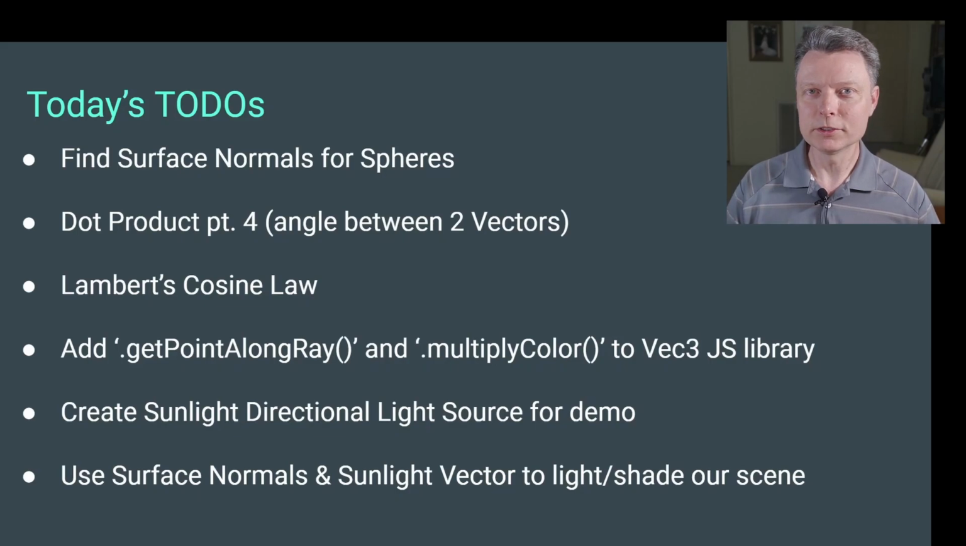We'll use the surface normals that we've learned how to calculate for the sphere and the ones that we already have for the ground plane. And then we'll apply Lambert's cosine law to those surface normals and the sunlight direction vector. And then we'll end up with realistic diffuse lighting and shading for all the objects in our scene.